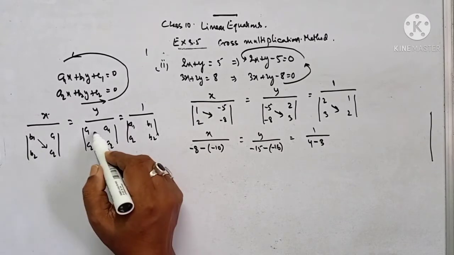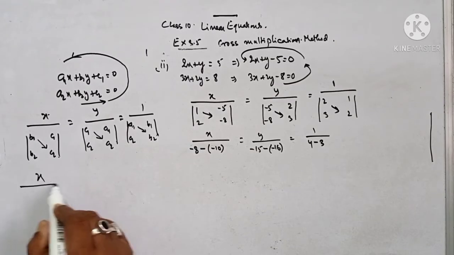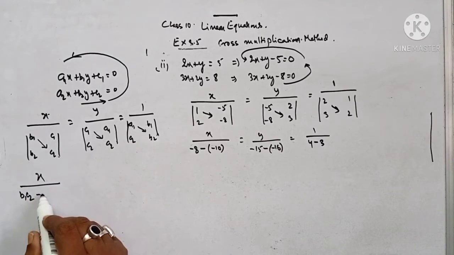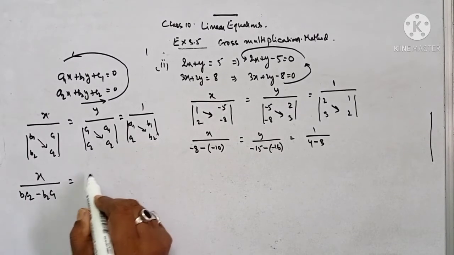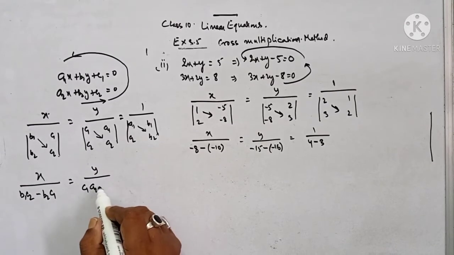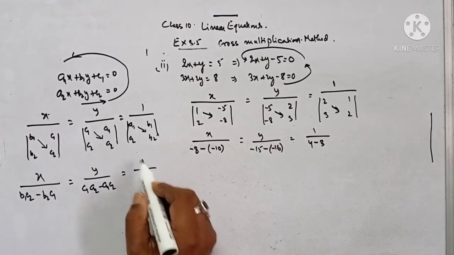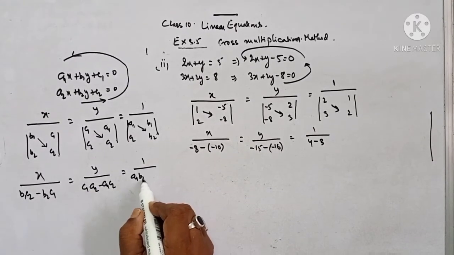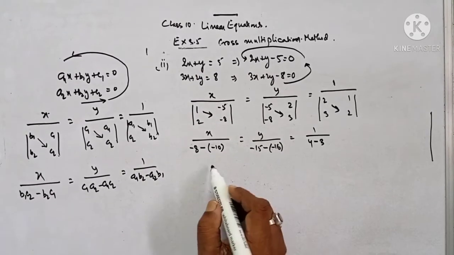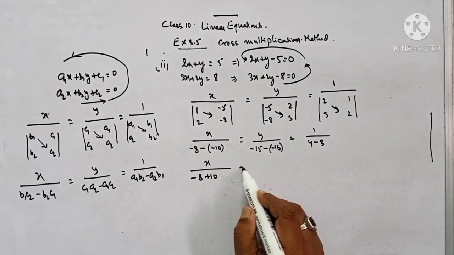So at first we have to do this into this, means x by this into this, b1 c2 minus again this into this, b2 c1. Again for y, this into this, c1 a2 minus this into this, a1 c2. And for 1, a1 b2 minus a2 b1. We move like this.